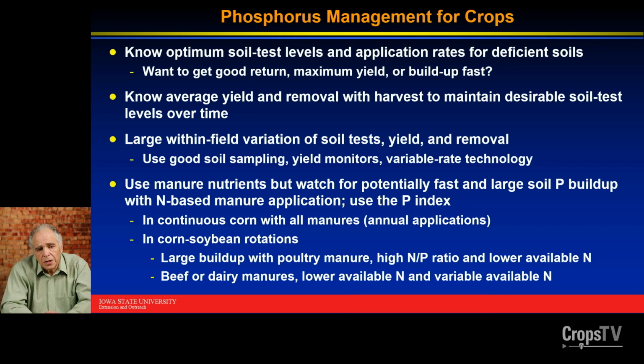Then in corn-soybean rotations, manure is not a big problem because normally the amount of nitrogen applied for the corn implies that the phosphorus applied is sufficient for the next crop. But there is a very large buildup with poultry manure because of the high nitrogen-phosphorus ratio and lower available nitrogen than in swine manure, and also in beef or dairy manures, maybe because also they have lower available nitrogen, and the concentrations are extremely variable. And the ratios depend on the diet.